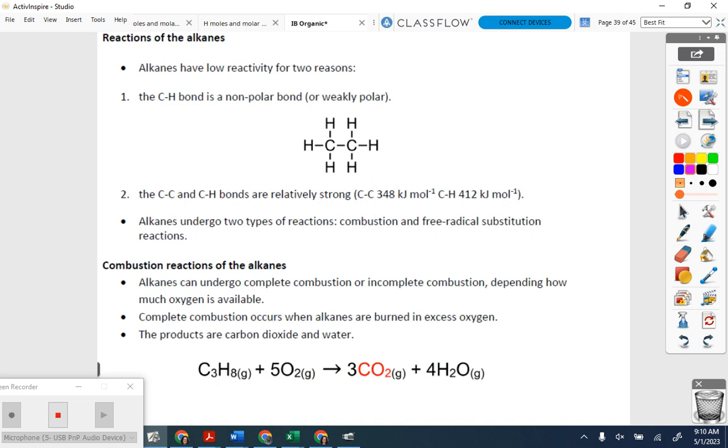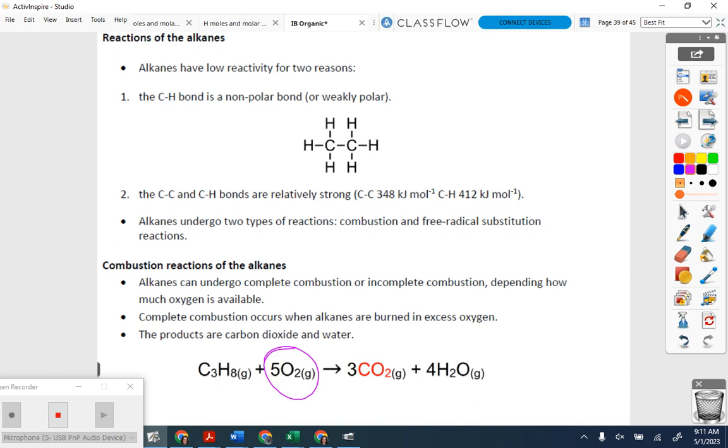A combustion reaction always has the alkane and oxygen as reactants, oxygen in the form of O2 because it's diatomic, and then carbon dioxide and water as the products, always. So if it says complete combustion, or if it just says combustion reaction, it doesn't specify, this is what you're writing. You're writing whatever the organic compound is plus O2 yields CO2 and H2O. And then you'll probably be asked to balance that equation.